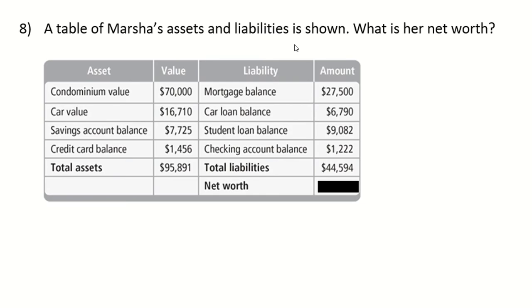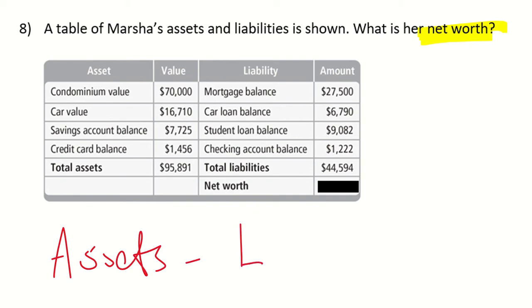A table of Marcia's assets and liabilities is shown. What is her net worth? Simple question. Remember that formula again? Assets minus liabilities, total assets minus total liabilities equals net worth. They've listed them all out for us. They even told us that all of the assets added together is 95,891, and they listed all her liabilities and even told us the total there.